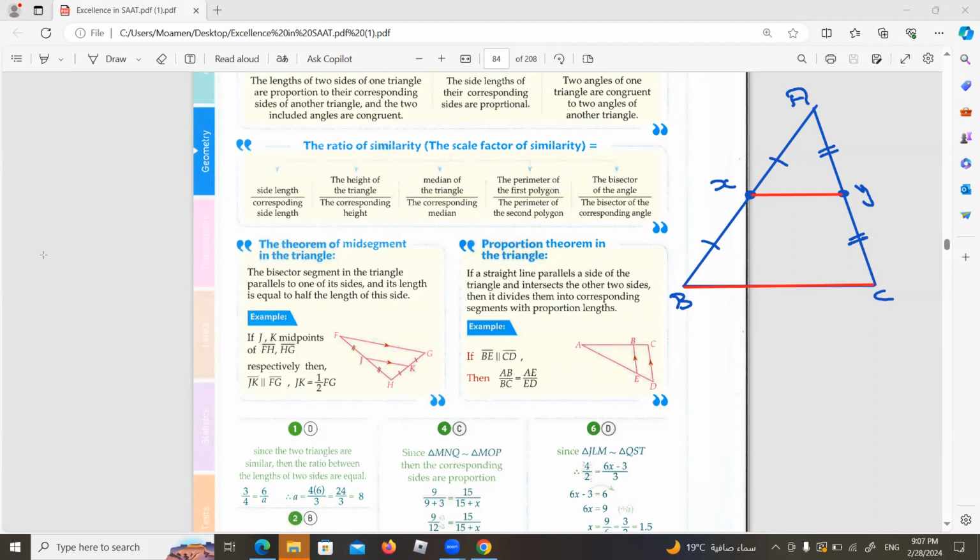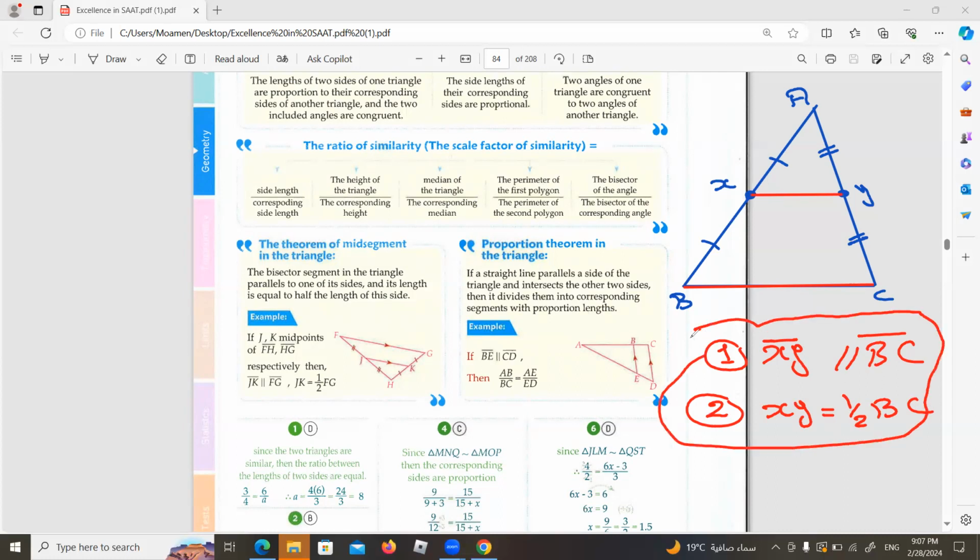The relation will be, they are parallel. Okay, so I can say XY is parallel to BC. Only? No. I can say also that XY equals half the length of BC. Again, this is the theorem, and this is the rule.